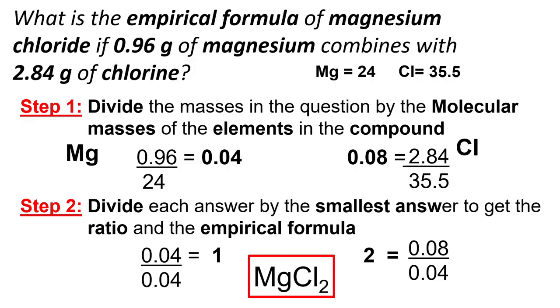So what is the empirical formula of magnesium chloride if 0.96 grams of magnesium combines with 2.84 grams of chlorine? And I've given you the molecular masses to save you time. Step 1, divide the masses by the molecular masses of the compound. And I've done that, as you can see, and I get 0.04 and 0.08. You then divide by the smallest answer, which is 0.04. And on the left hand side I get 1, and on the right hand side I get 2. That gives me the empirical formula MgCl2.